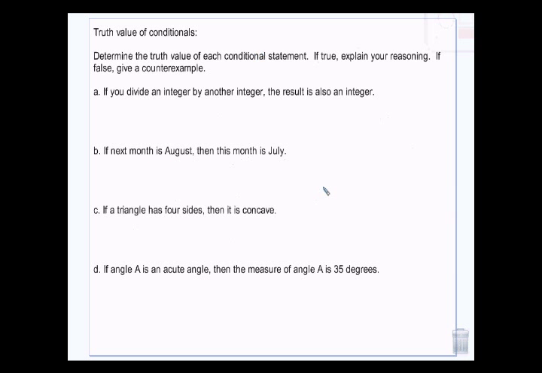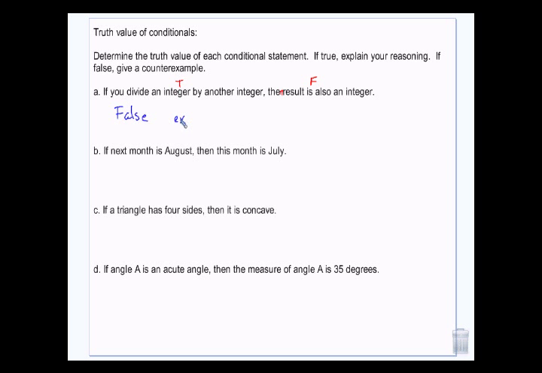We decide whether these are true or not. And then if they're false, we're going to come up with a counterexample. So if, and then. We look at these: if you divide an integer by another integer, well, we'll just go ahead and say that's true, because we can divide an integer by an integer, yes. Then the result is also an integer. Do you think that's always true? Yeah, that's false. So that makes the whole statement false.